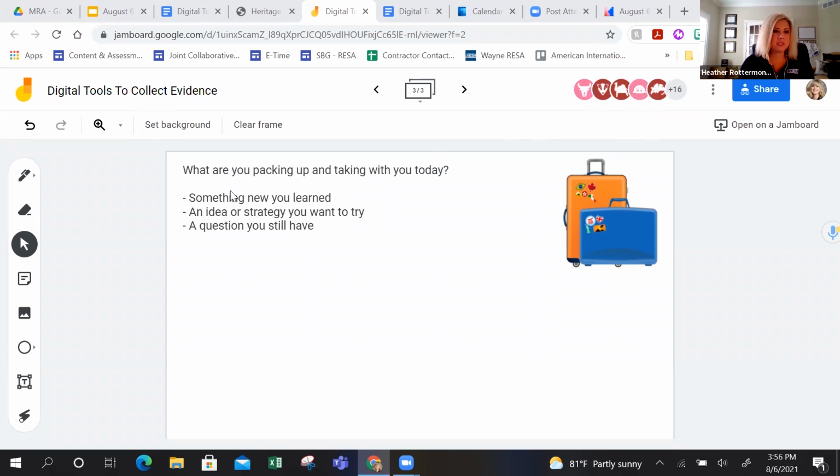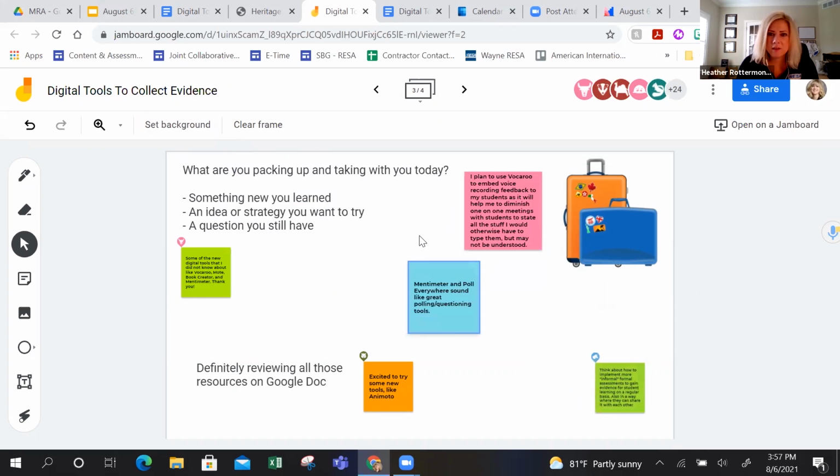I invite you to use the sticky note or the text box to think about what is something that you are taking with you today. Maybe you're creating a commitment to yourself to try something the first week of school, or embed something into a lesson. All right, these are really good.